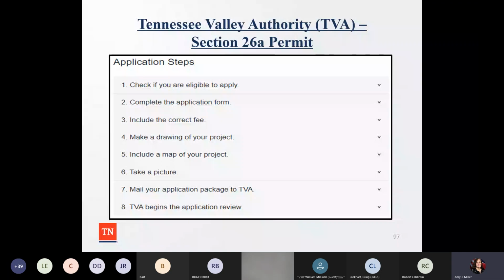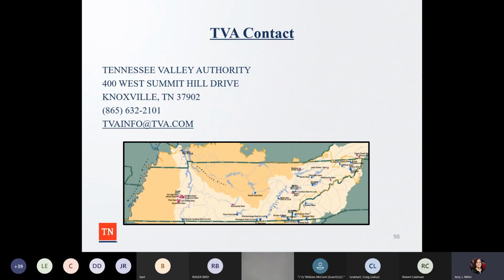Okay. These are some of the application steps: making sure you're eligible, completing the form, paying the fee, making a drawing or map of your project, and so on, and then mailing the application package to TVA. For some of you who have TVA property or the Tennessee River within your jurisdiction, I think that video will really help answer some of these questions and make it a little simpler to hear. There is a contact: TVA info at TVA.com.